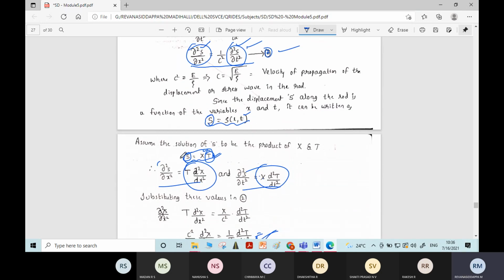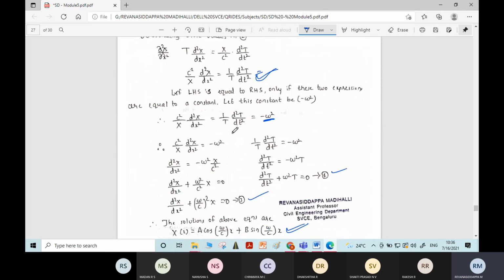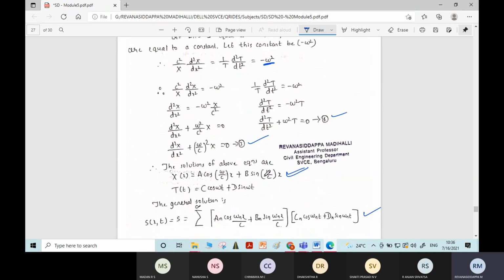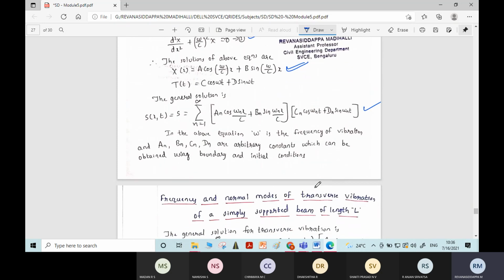Third step is taking this condition, y is equal to X of x into T of t, making double integration. Okay, substituting these values again in this equation number 2, and after that you need to do some simplifications. Then again these two terms have to be equated to some constant, that is minus omega square. You will get equation 3 and 4. Finally, remembering this solution, if you write it, this derivation will get completed.